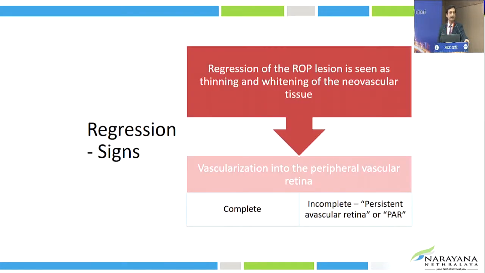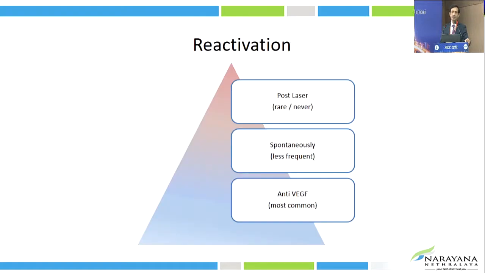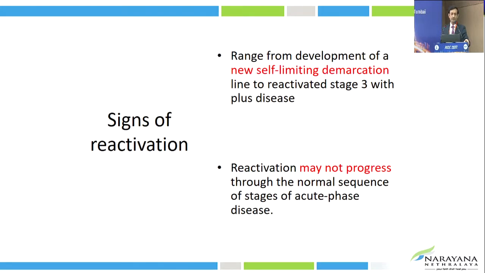The next thing is the new terminology of regression. So regression can either be complete, whether it is spontaneous or after treatment. Complete regression means that the blood vessels have reached the ora serrata, or it's incomplete. So here there's a new term called persistent avascular retina, or PAR. PAR is something we'll have to start dealing with, because especially as we start giving anti-VEGF injections, the majority of these are not going to vascularize till the edge of the retina, and they're going to remain as persistent avascular retina. What to do with them is another topic all in itself.